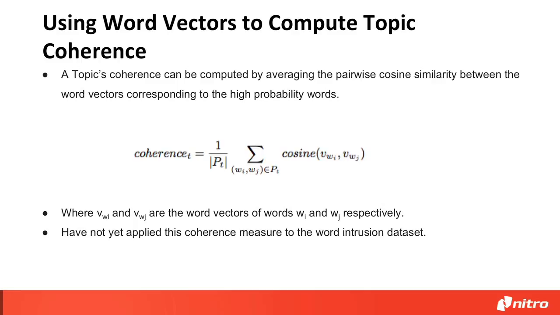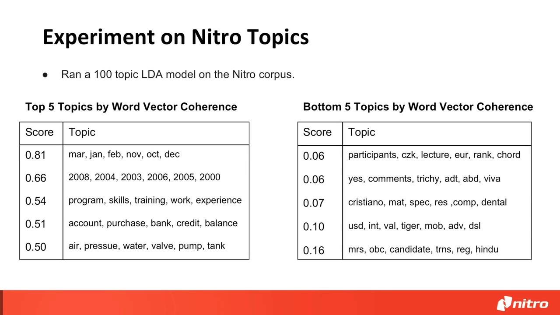So basically we use the same idea, just to take the high probability words within the topic and then compute the average pairwise cosine similarity between the corresponding word vectors. To the best of our knowledge, this approach hasn't been tried before. We haven't yet applied this to the word intrusion task, but we have tried this with our own corpus that we ran an LDA model on.